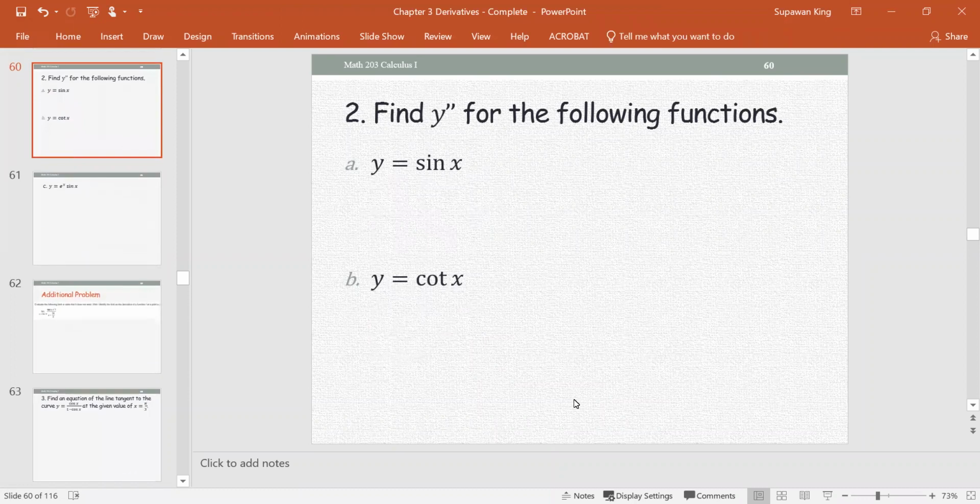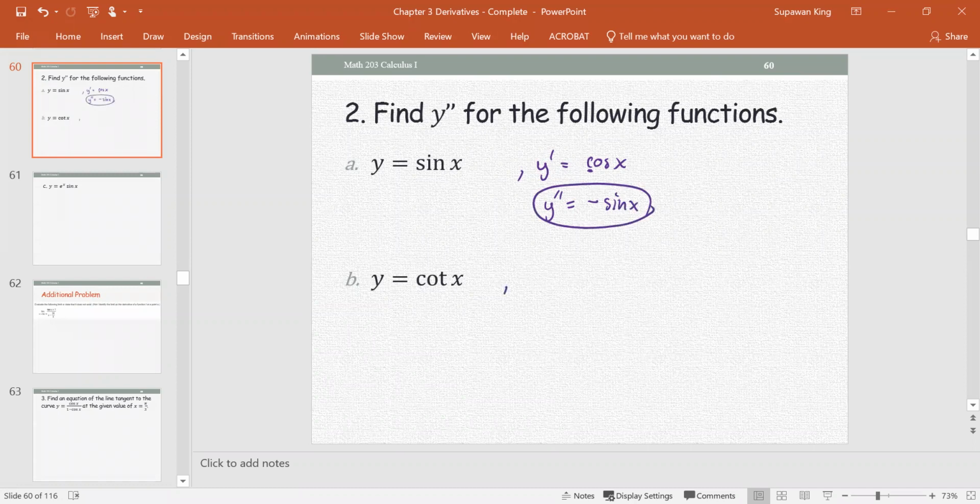In this example, we will find the higher order derivatives of the trig function. In this case, we're going to find y double prime, or the second derivative. In part A, y equals sine x. So then the y prime is the derivative of the sine x, which is cosine x. And then the second derivative, or the derivative of the cosine x, is negative because the cosine begins with the letter C, so it's negative. y double prime is negative sine x.